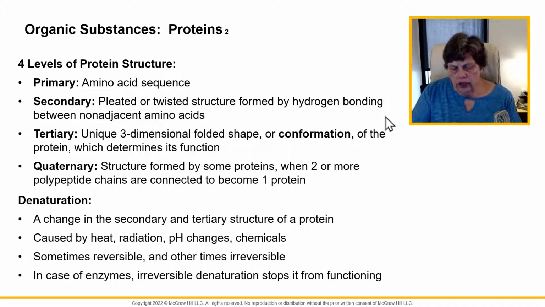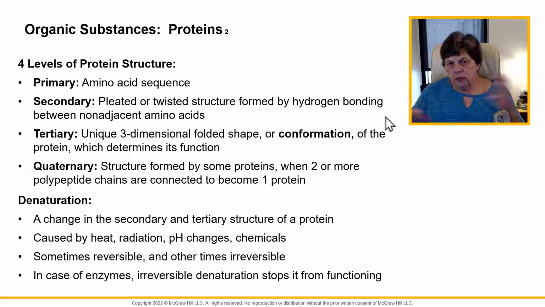Secondary structure is where they actually pleat or twist. There's hydrogen bonds forming, and the structure either is what we call pleated or twisted. And then as it pleats or twists, it forms this 3-dimensional shape, and we call that the tertiary structure. And then we may get quaternary structure. This is formed by some proteins when you have several of these chains connected to become one protein itself. And I'll show that to you in a second.